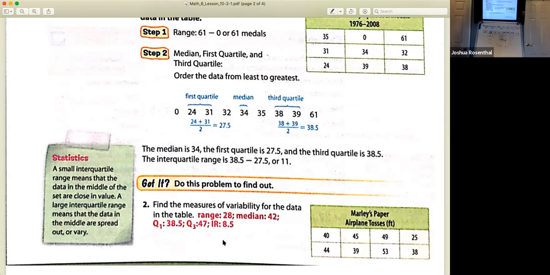You know, is that a lot or is that a little bit? In terms of paper throwing, it's a very inaccurate art. So maybe 8.5 feet apart from the furthest average throw to the lowest average throw. You could think of it as low average, high average, but all of it's average. Maybe you want to think about interquartile range as an average range.